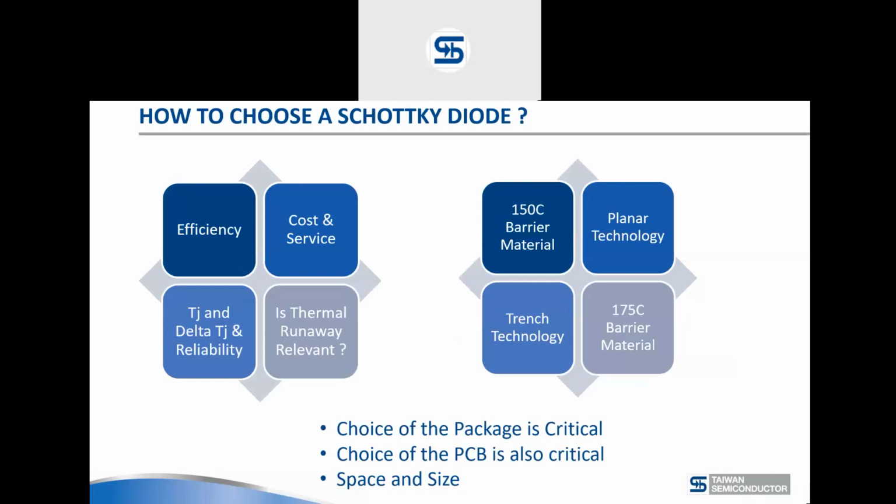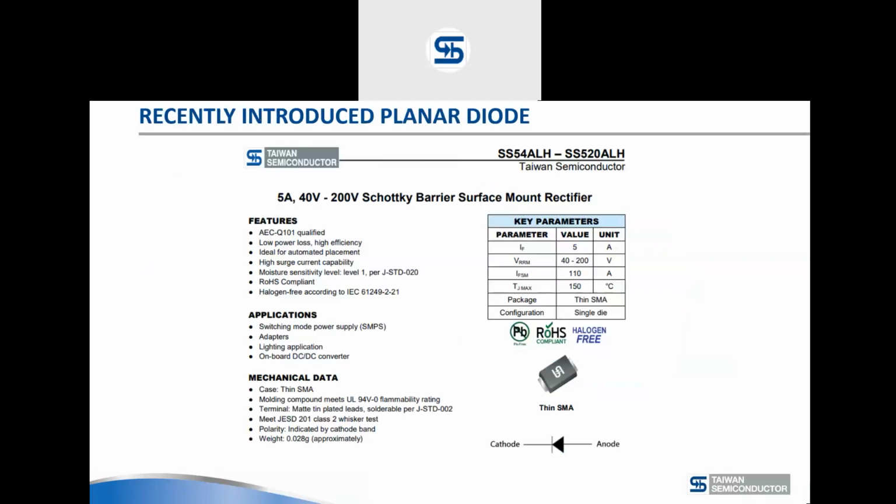When you are doing these designs, the choice of your package is critical, and also the choice of your PCB is critical. It's as important as the choice of the Schottky diode. So if you can get your thermal resistance down, then that would be the most important or the best way to also influence and optimize your Schottky design.